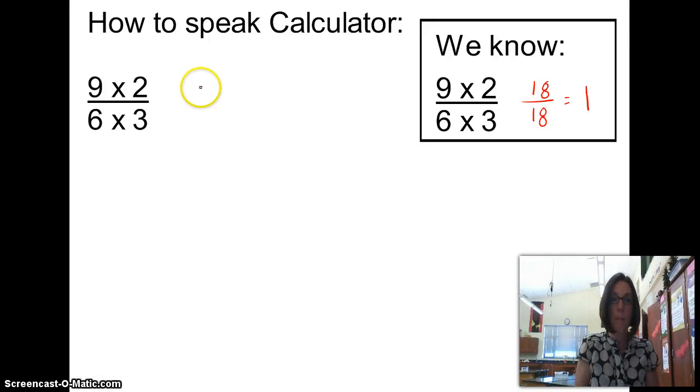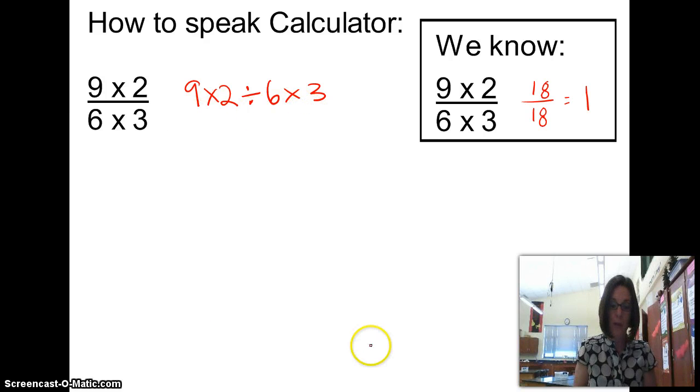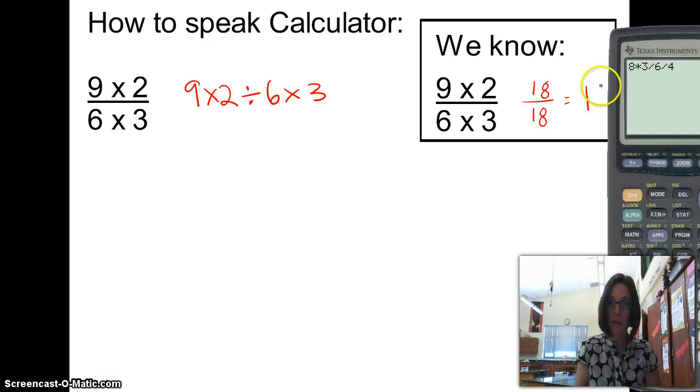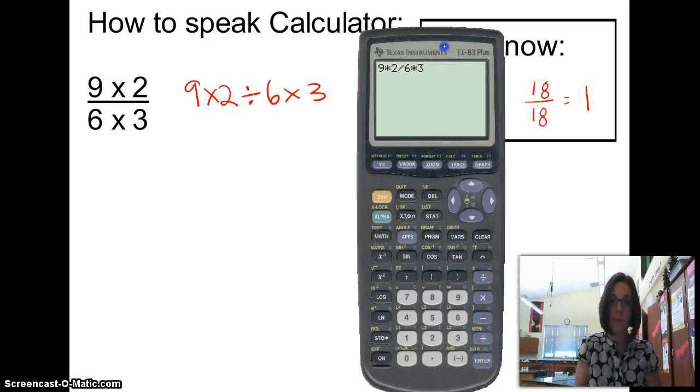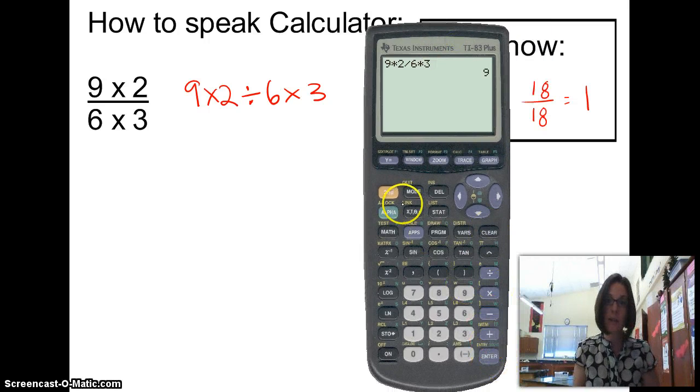Most people want to put 9 times 2, and then they want to say divided by 6, and then the 6 is times 3, so they would do that. Well, remember PEMDAS. Your calculator is going to do PEMDAS, so your calculator is going to do it this way. Let's clear this off the screen. It's going to do 9 times 2 divided by 6 times 3. Now remember, we know the value of this expression to be 1. Your calculator is going to give you 9 here because it did 9 times 2, that's 18, divided by 6, that's 3, times 3, that's 9.